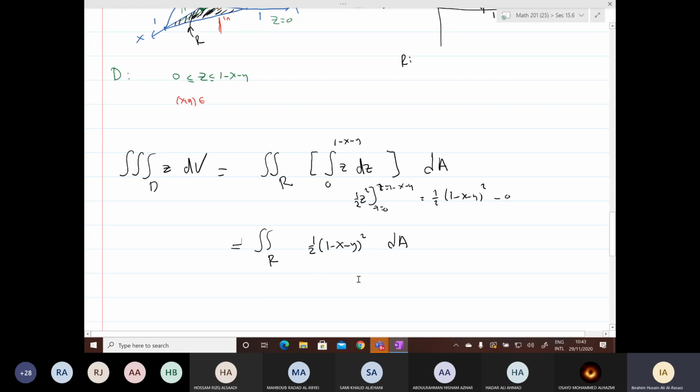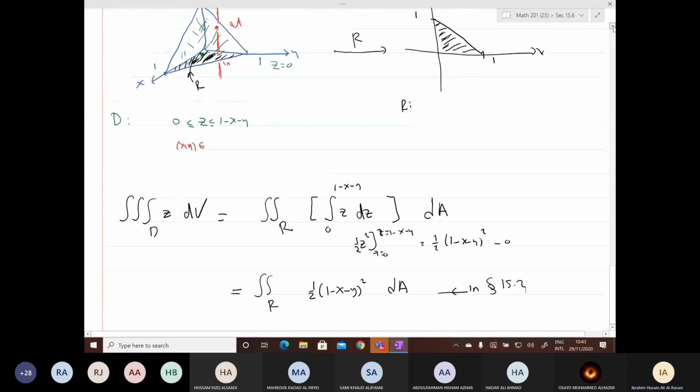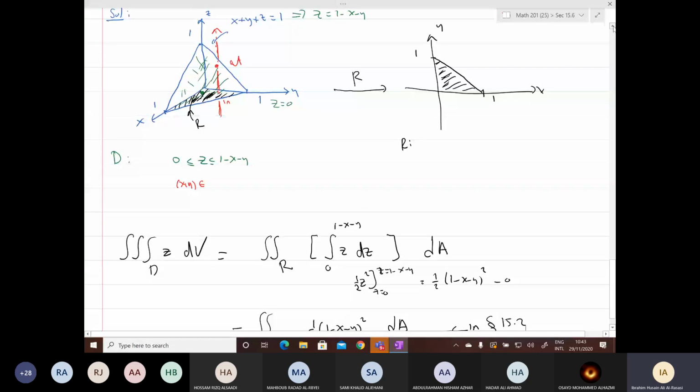So I am now in section 15.2 and 15.1, in the previous section. So how to set this up? Well, I need to know what is R. Is it type 1 or type 2 or whatever? So you have to know what we did in the previous sections. Now I will start with the outer. I will take the X interval. So what is X between what and what? The X interval is 0 to 1.